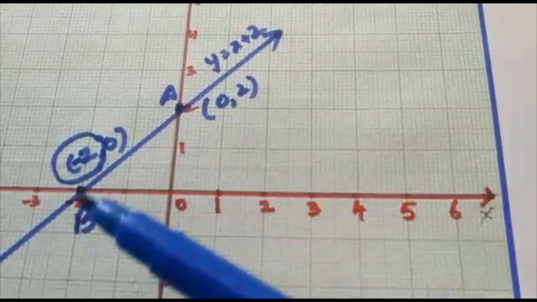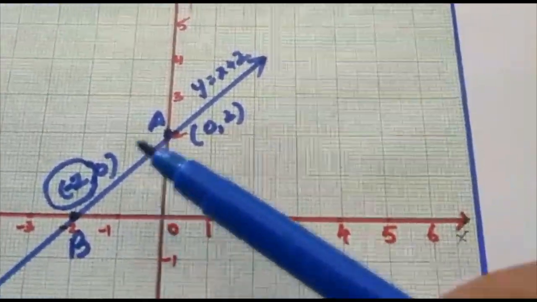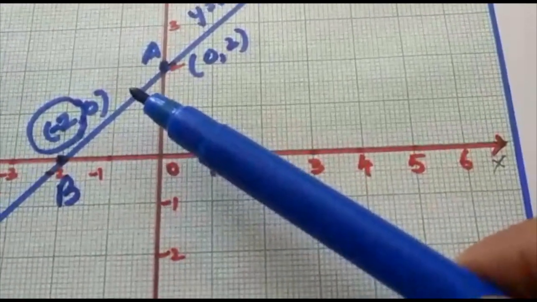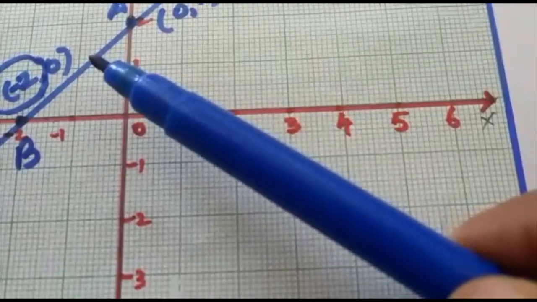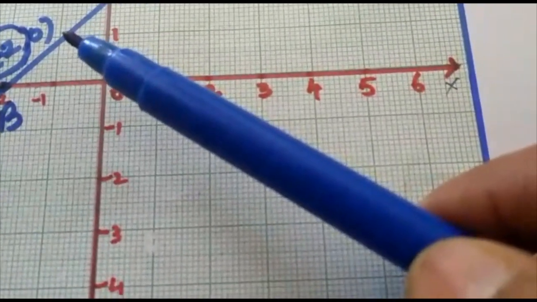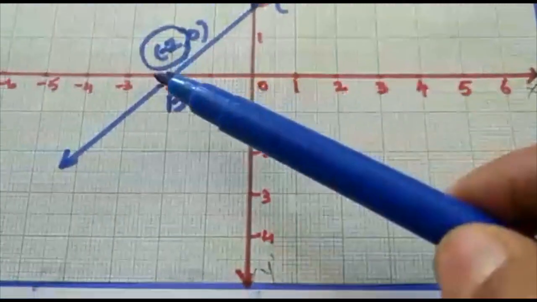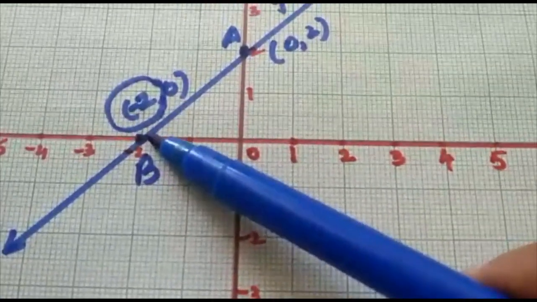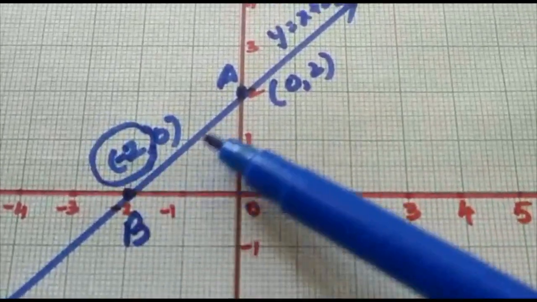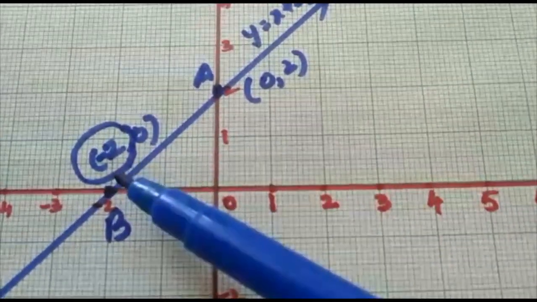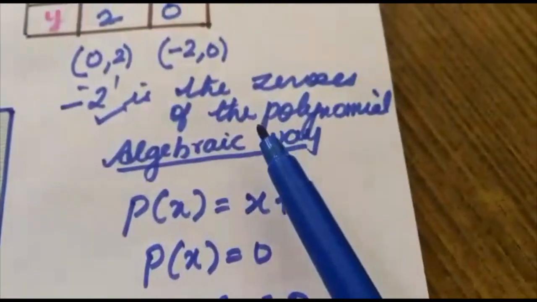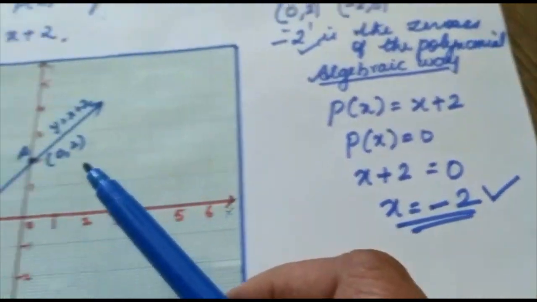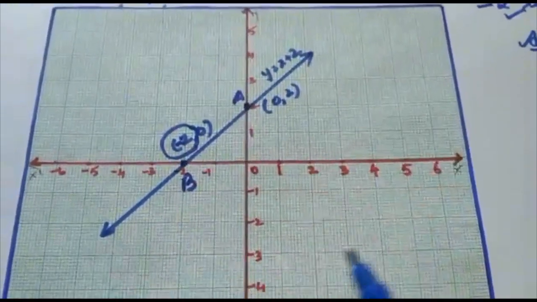From this, can I say what the zero of a linear polynomial is graphically, that is geometrically? It is nothing but the x coordinate of the point where the graph of y is equal to x plus 2 intersects the x-axis. It is intersecting over here. So what is the x coordinate of this point? Minus 2. So I can say minus 2 is the zero of the polynomial. Are these two answers the same? Yes. This is the way to represent the linear polynomial graphically.